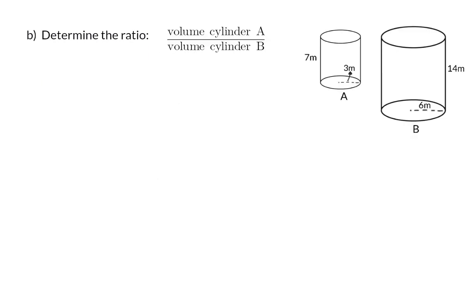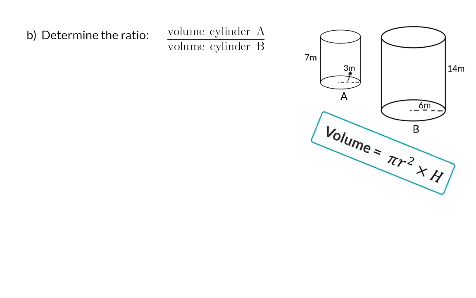Question B. Determine the ratio of the volume of cylinder A to that of cylinder B. To calculate the volume of a cylinder, you calculate the area of the circle, and we start with the smaller one with a radius of 3, and multiply that by the height of the shape. Repeating that for the bigger cylinder, we now have a radius of 6, and the height has changed to 14.